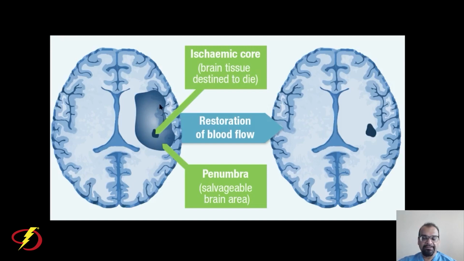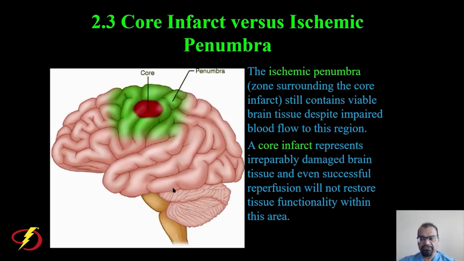So while these two areas, the ischemic penumbra and the core infarct, represent salvageable brain tissue versus irreparably damaged brain tissue, they present the same way. Both of these cells are non-functional, and that's why people have stroke symptoms. Whether it's an ischemic penumbra or a core infarct, their symptoms are the same because in both cases the cells are non-functional. Again, the ischemic penumbra surrounds the core infarct and contains threatened, non-functional but viable cells that are still living, whereas the core infarct represents irreparably damaged brain tissue.